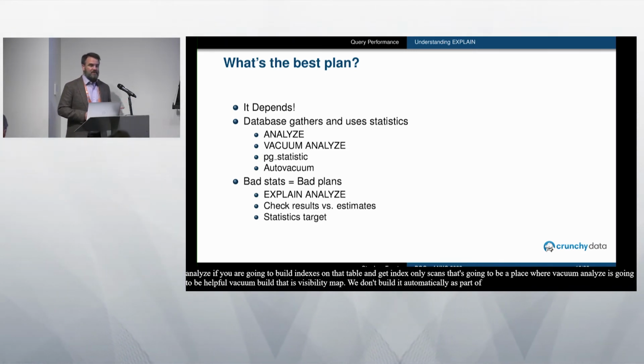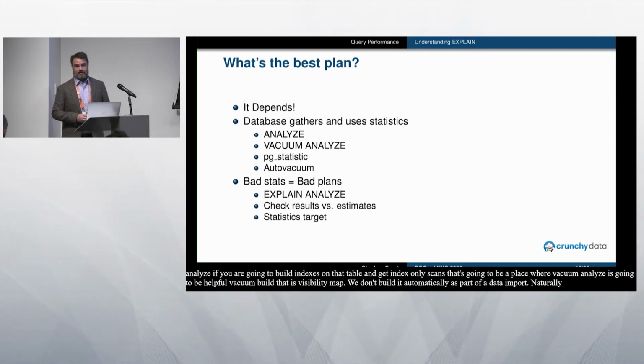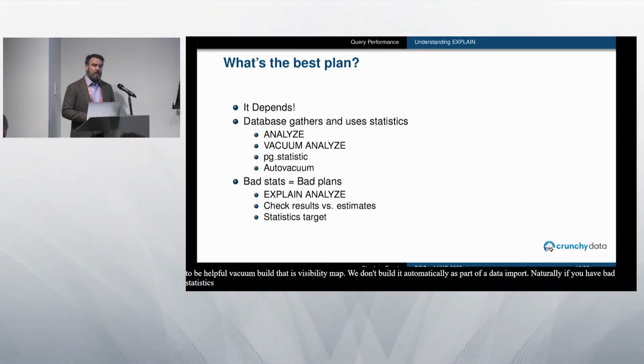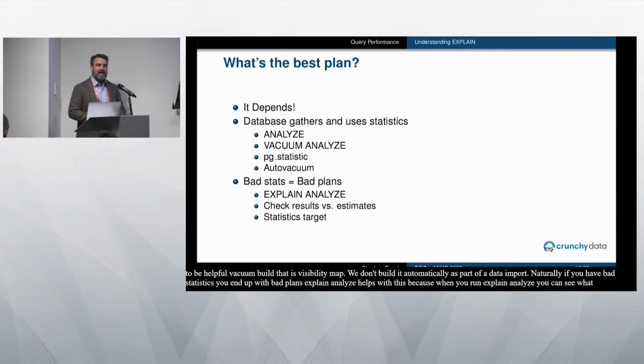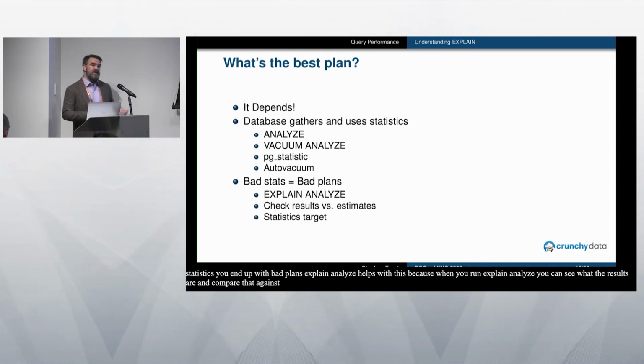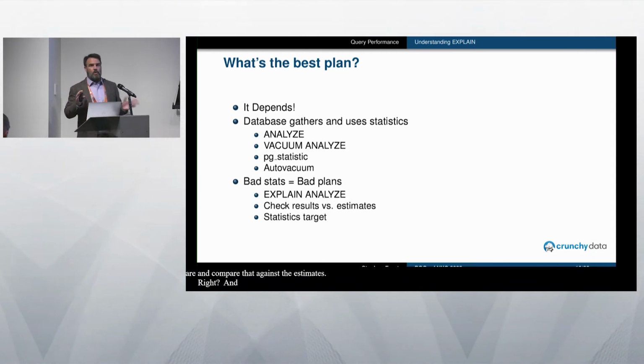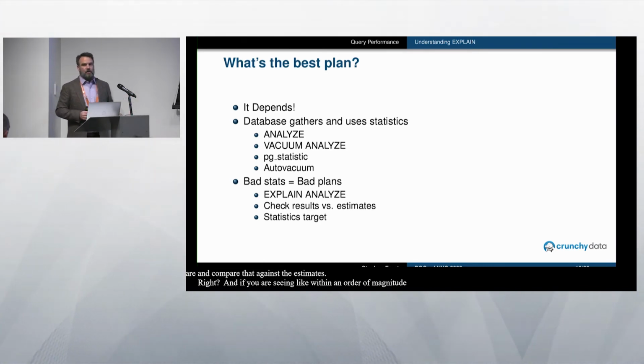Naturally, if you have bad statistics, you're going to end up with bad plans, right? Explain analyze helps with this because when you run explain analyze, you can see what the results are and compare that against the estimates, right? And if you're seeing within an order of magnitude, that's usually okay, right? The stats are not perfect. We can't give you exact numbers back. Within an order of magnitude is not bad, right?